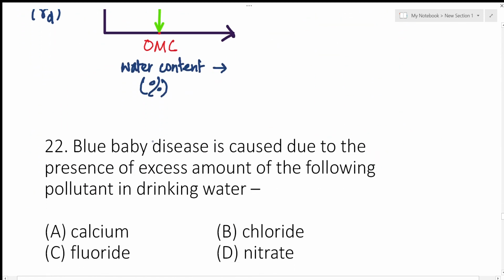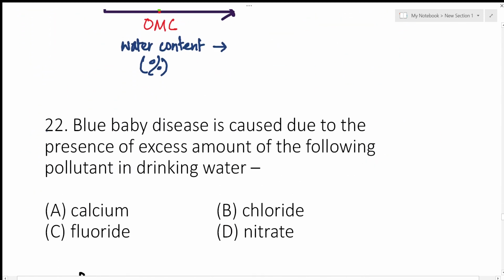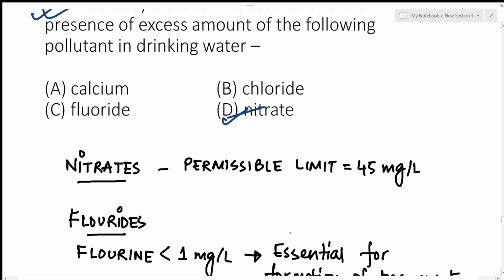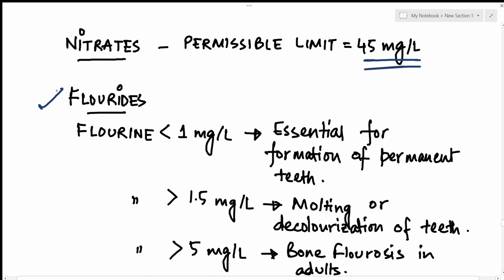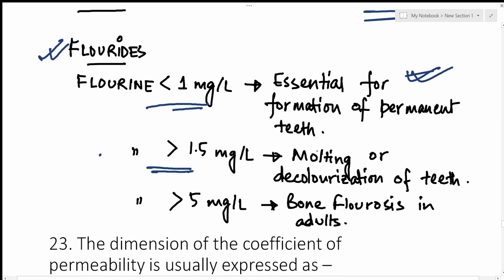Now the next question is, blue baby disease is caused due to the presence of excess amount of the following pollutant in water. The answer is nitrate, and the permissible limit for nitrates is 45 milligram per liter. Also for fluorides, the permissible limits are given here. Fluorine, if less than 1 milligram per liter, it is essential for formation of permanent teeth. If fluorine is greater than 1.5 milligram per liter, then mottling or discoloration of teeth occurs.